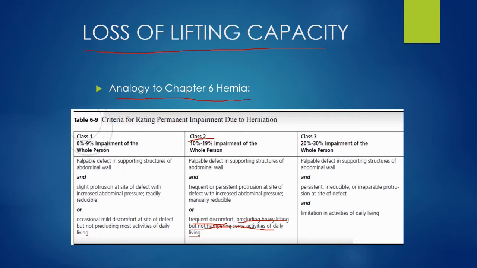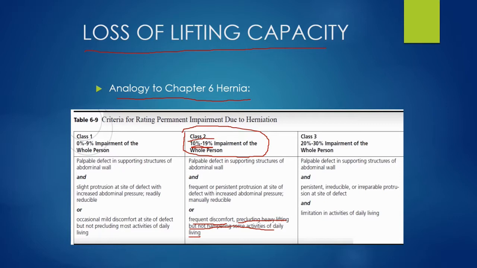And then when you employ this alternative impairment rating, you have the option of providing a range of permanent impairment ratings between 10 and 19% impairment of the whole person. Now, this is a substantial permanent impairment rating. It provides for anywhere between 10 and 19% whole person impairment rating.